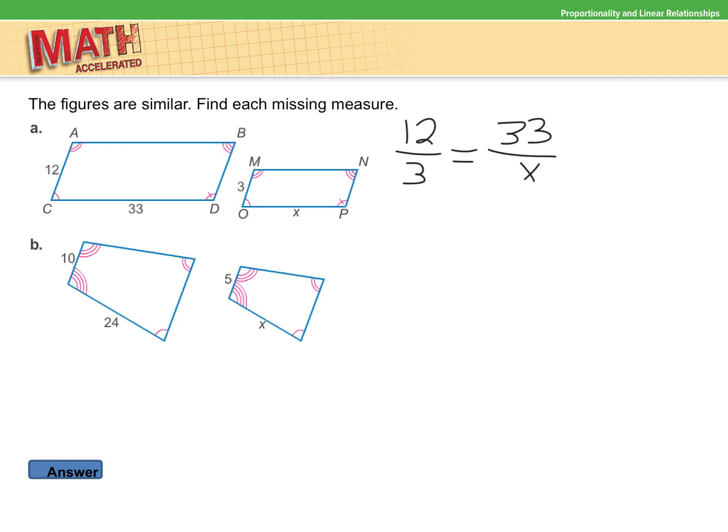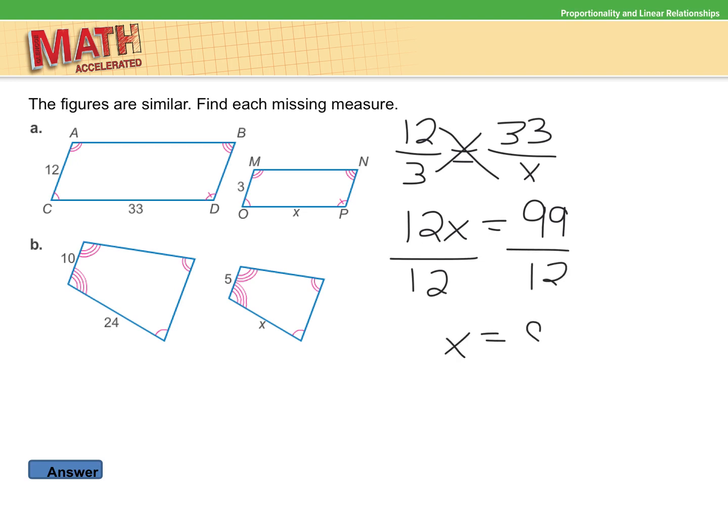I had 12 over 33. Nope. That's what I had. Because remember, the ratio you make is the relationship between the two different shapes. Okay? Now if we solved this, what would we have? So going through that, we have 12 times x, which is 12x. 3 times 33 is 99. Last step, we do division. Divide by 12 on both sides. We get x equals 8.25. Any questions on that one?